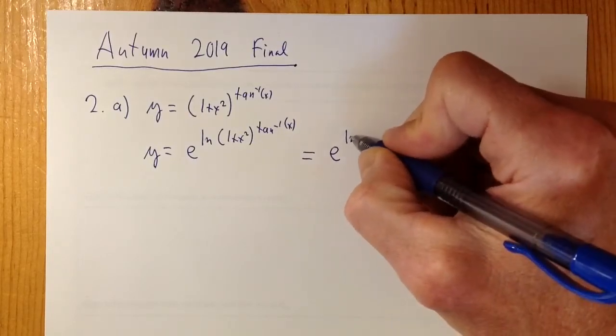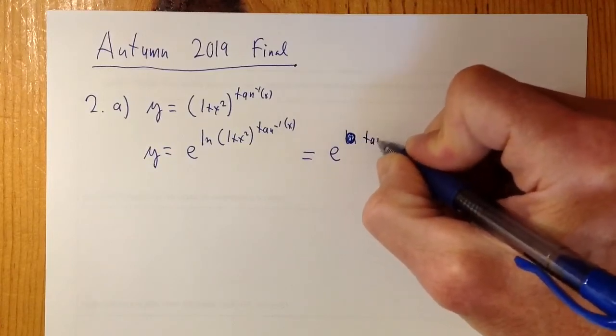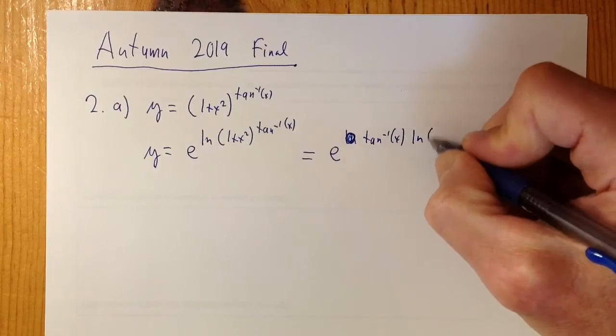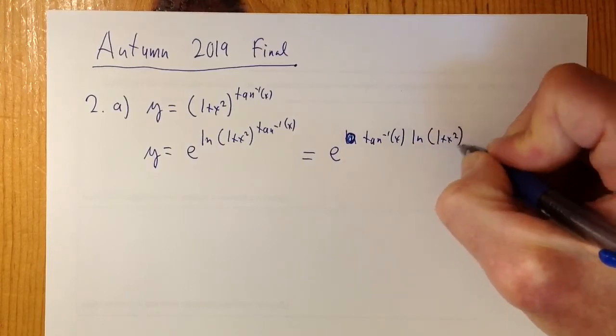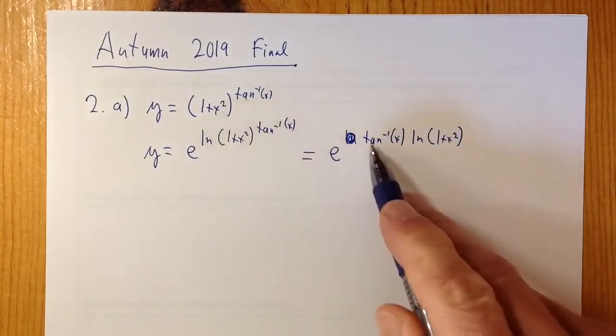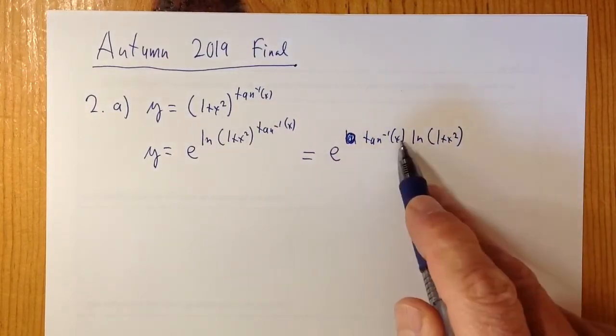And this is why I should never use a pen. e to the power in the front, which is inverse tangent of x times the ln of the base. So that's why we do it this way, because we can put the power in front. Now we take the derivative, and the derivative of e to the anything is e to the anything, which is this.